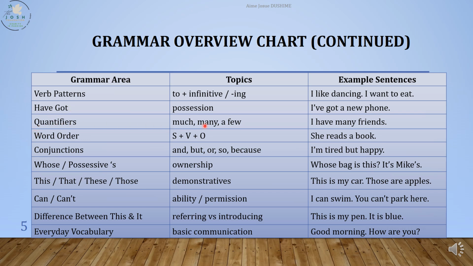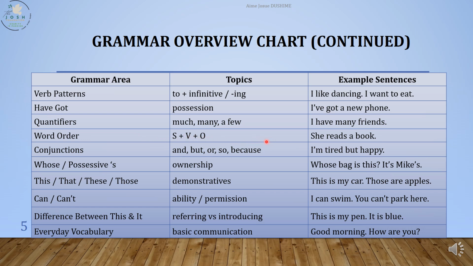Quantifiers. We learned much, many, few, little, a little. We said we use much in negative for uncountable nouns. We use many for negative countable nouns. And we use a few for positive countable nouns. A little is positive uncountable nouns. I have many friends.